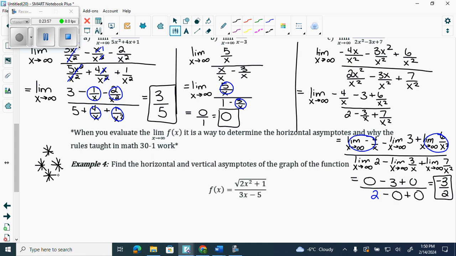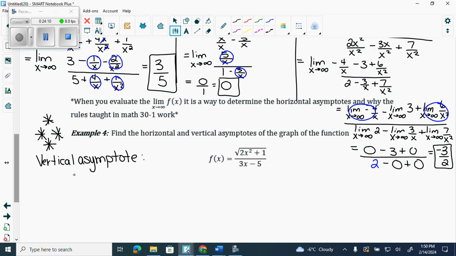So the vertical asymptote is easy. The vertical asymptote is there if the denominator doesn't cancel off. If it cancels off, it's a point of discontinuity, or in calculus, it's called a removable discontinuity. Our vertical asymptote is when 3x minus 5 equals 0, 3x equals 5, x equals 5/3. So that's our vertical asymptote.